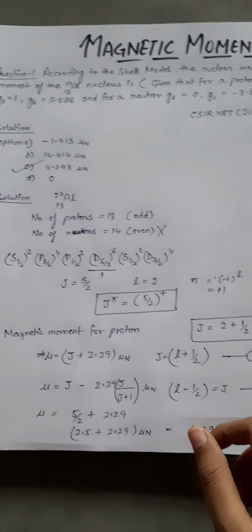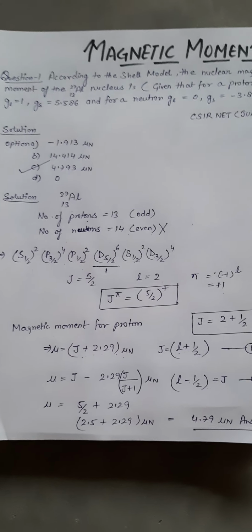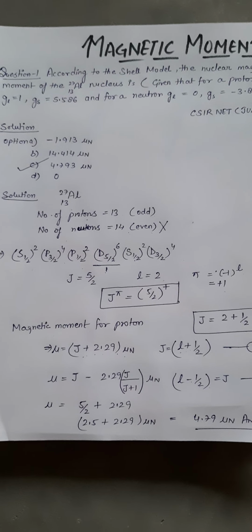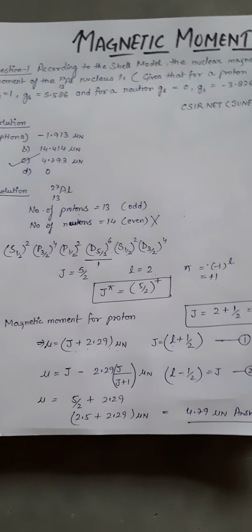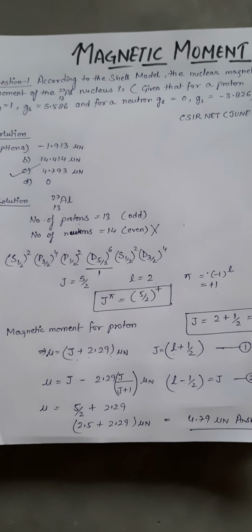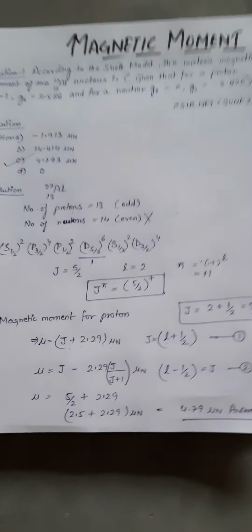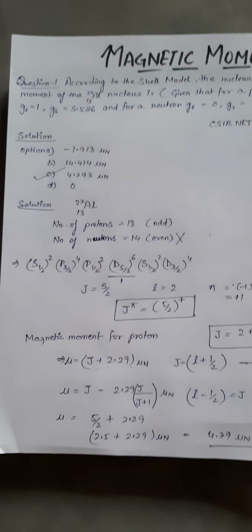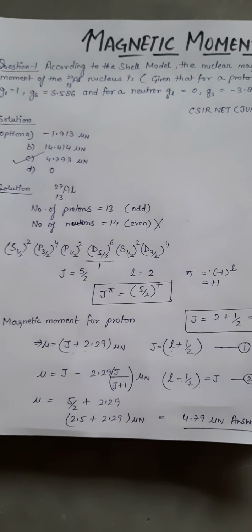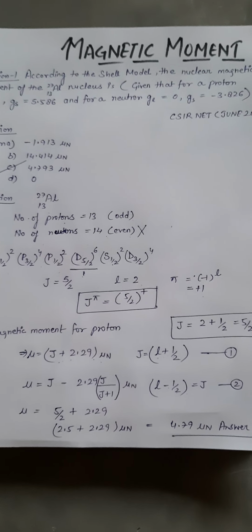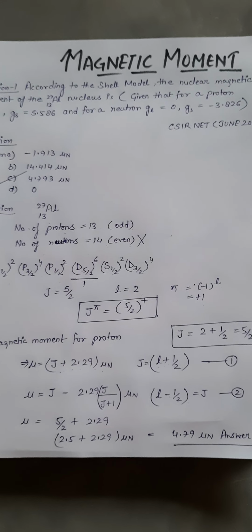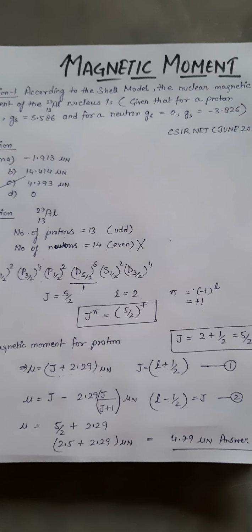Today I am again here in front of you with some new concepts and tricks that are very helpful for your upcoming CSIR NET and GATE exam. In the last video, I discussed how you can calculate the spin and parity for the nucleus of an atom, and today I am going to discuss how you can easily calculate the magnetic moment for the nuclei of an atom.